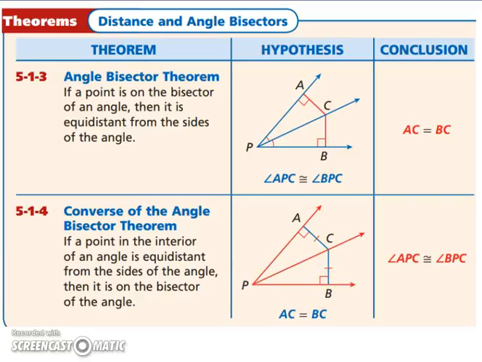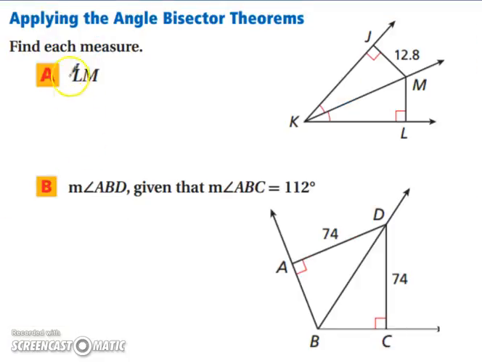Let's apply it. So applying the angle bisector theorems, we want to figure out what LM is. Well, since angle JKM is the same value as angle LKM, we know that JM and LM have to be the same measure. So therefore it has to be 12.8.